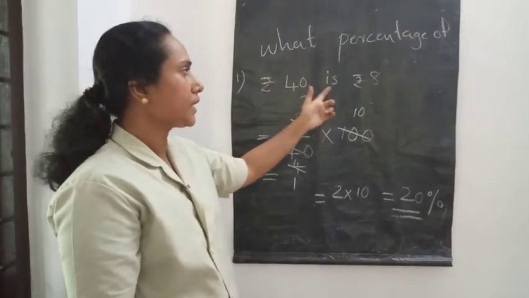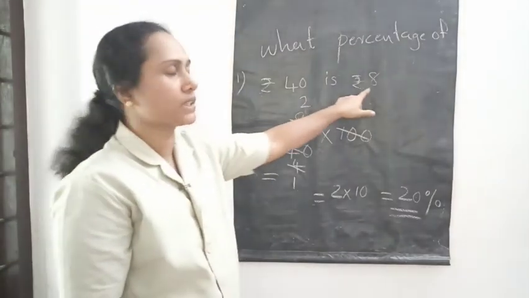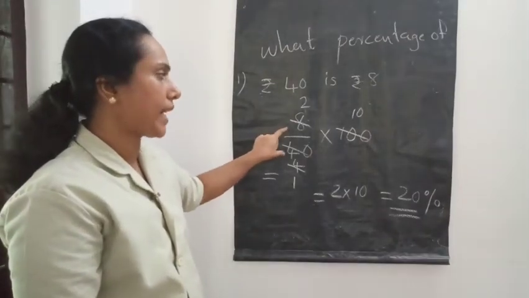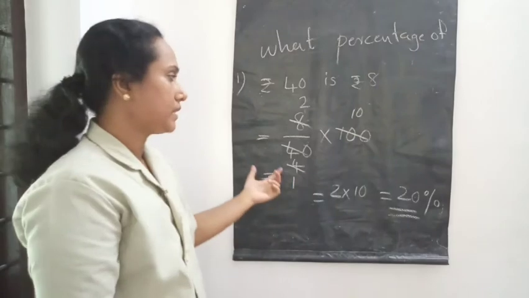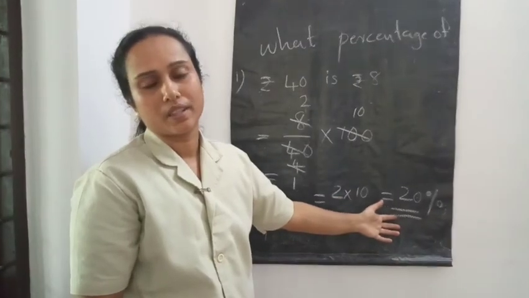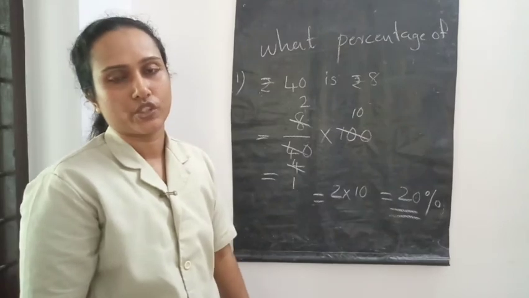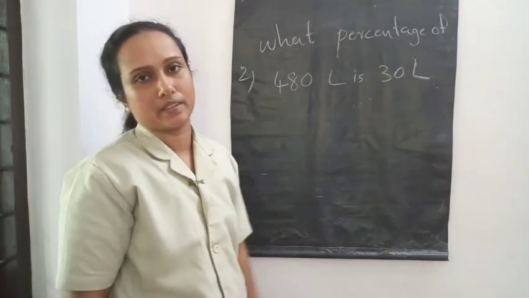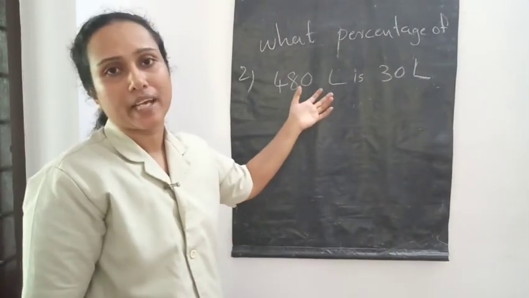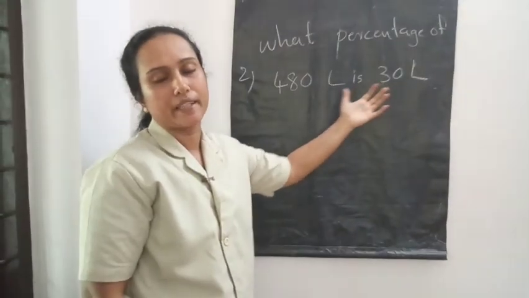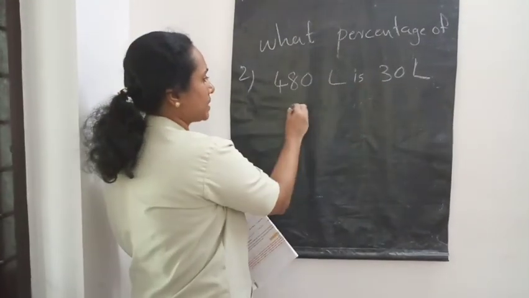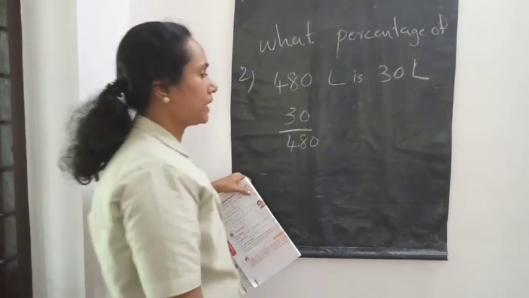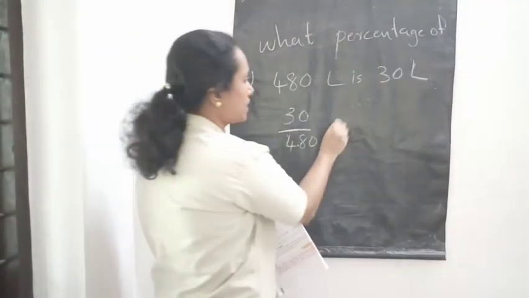First we write a fraction with the numerator as the given quantity and the denominator as the total quantity. Then multiply this fraction with 100. Then simplify this, we get the required percentage. Next question is, what percentage of 480 liter is 30 liter? Then first we write the fraction with numerator as given quantity and denominator as total quantity. Then the numerator is 30, the denominator is the total quantity, that is 480. Then multiply this fraction with 100.